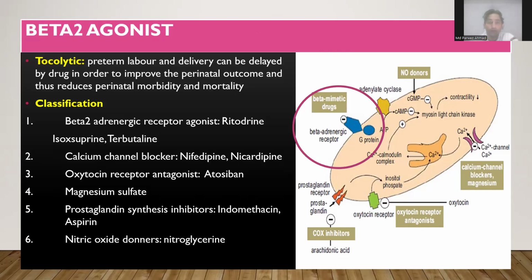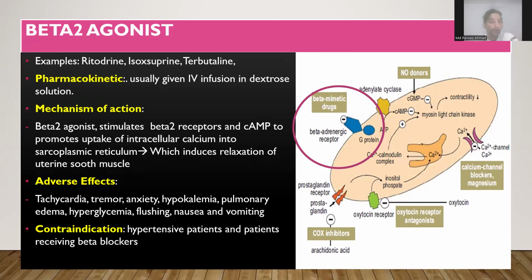Now we move to the individual drugs. Now the first one is a beta 2 agonist. Examples are ritodrine, isoxsuprine like drugs. Pharmacokinetics: these are drugs we usually give by IV infusion in dextrose solution. We can't give it in normal saline because it may cause maternal pulmonary edema and increased maternal fluid overload. That's why we do not infuse it with normal saline.